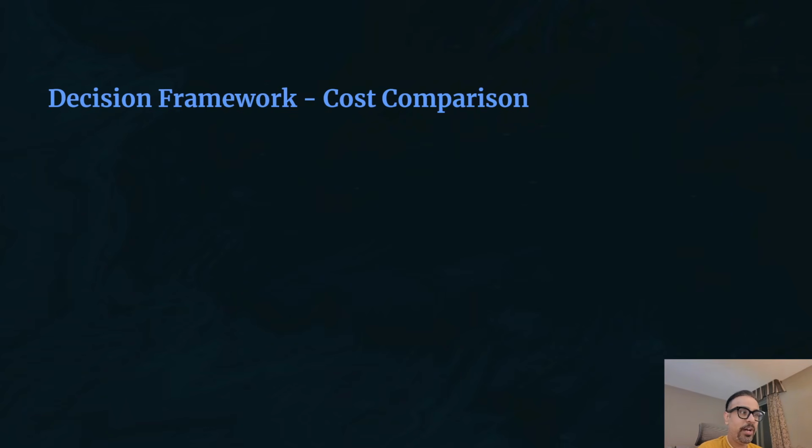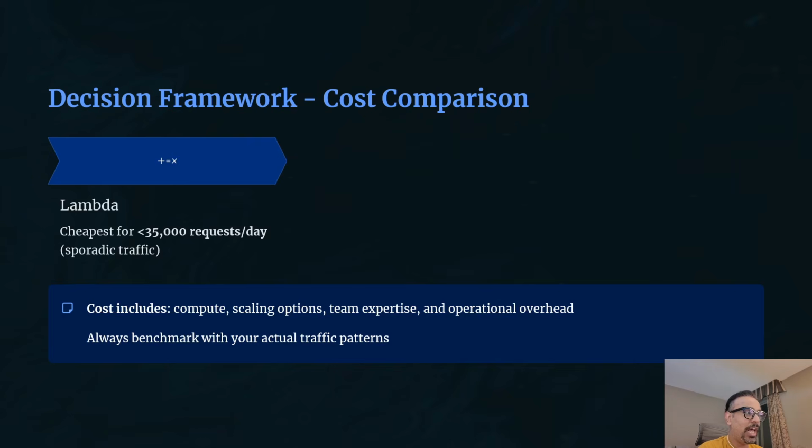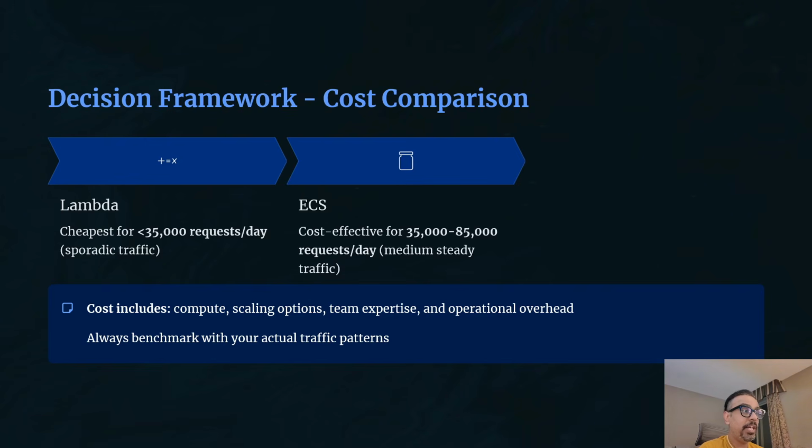Based on the 2025 data, here's the breakdown. Lambda is the cheapest for low traffic applications. If you are getting around 10,000 requests per day, Lambda costs about $2.85 and ECS Fargate for the same workload costs around $75 per month. ECS is dramatically more expensive at that scale, but as traffic grows, Lambda cost per request stays constant. ECS has a baseline infrastructure cost, but a better per request cost.